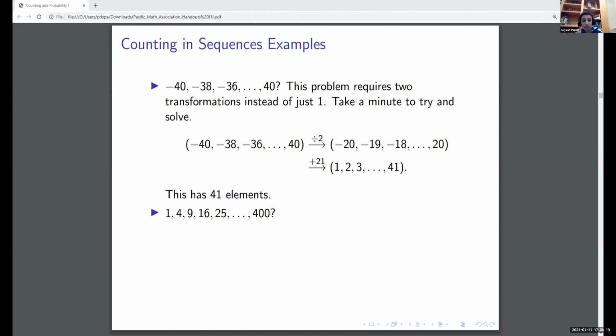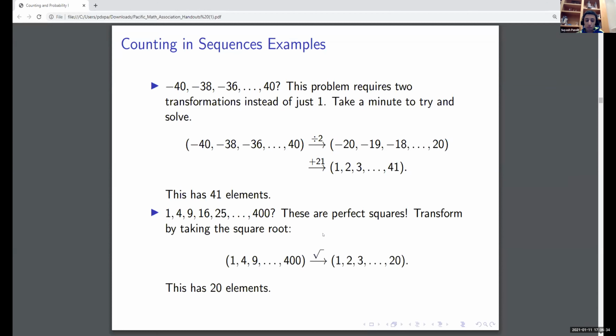Yeah, so finding a pattern, that's pretty important. So, okay, this is easier. You should have noticed that these are all the square numbers. That's 1 squared, 2 squared, 3 squared, 4 squared, 5 squared, all the way to 20 squared. So immediately you can probably tell that has 20 elements.